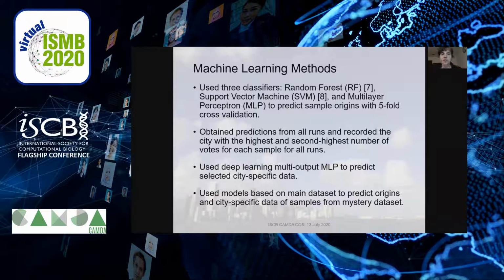So next, for the machine learning methods, we used 3 classifiers. These were random forest, support vector machine, and multi-layer perceptron. And we predicted sample origins with 5-fold cross-validation.